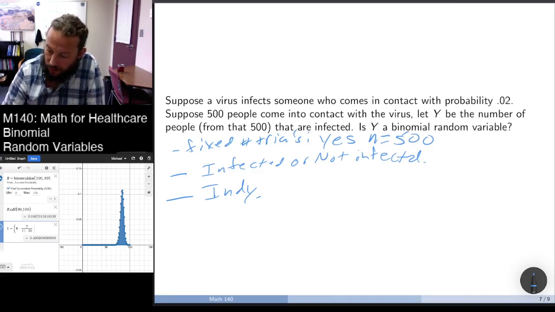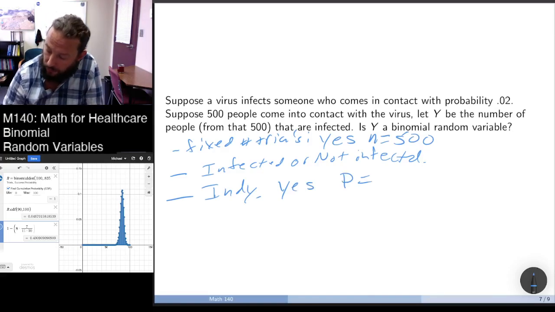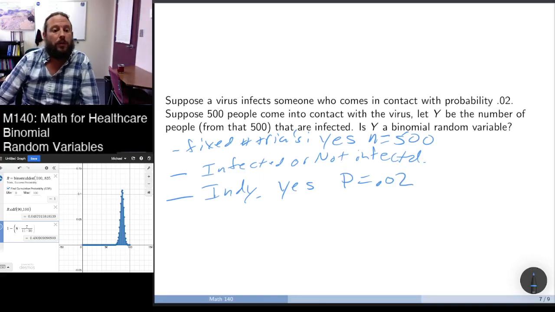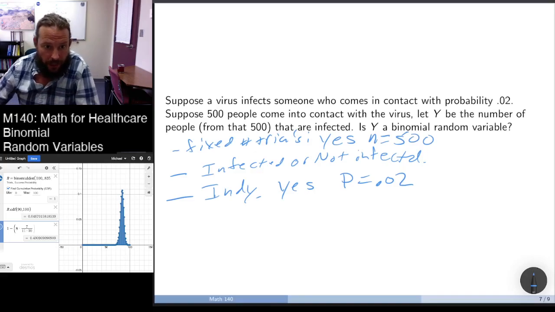So yes, because my probability of success, and success here is getting infected, is 0.02. So yes, it is a binomial random variable.